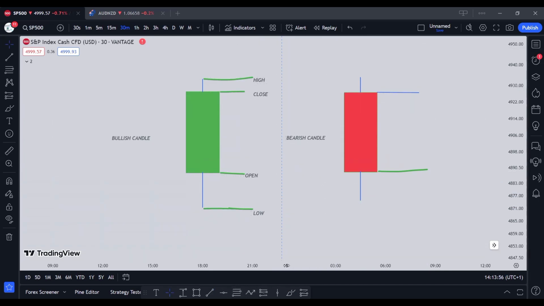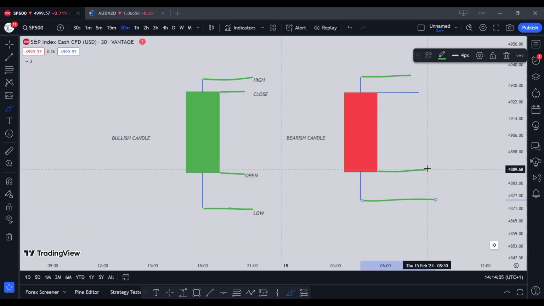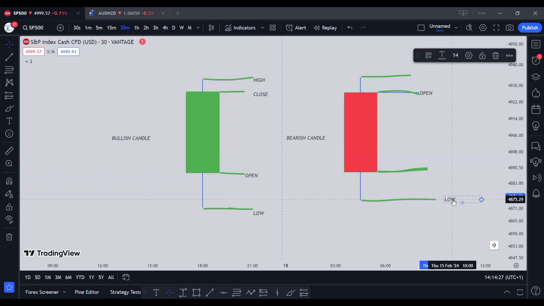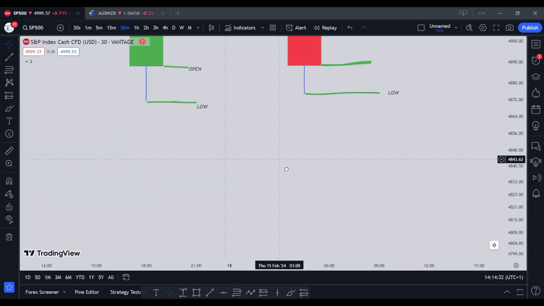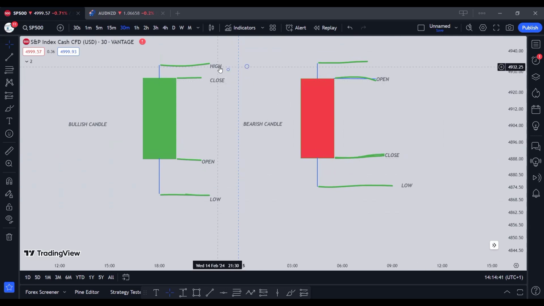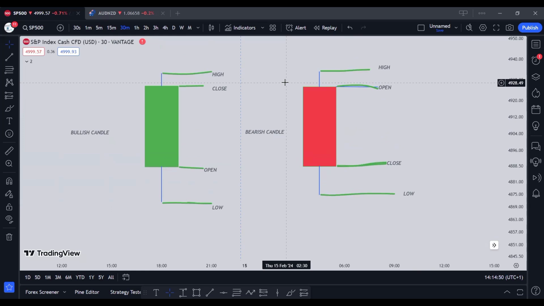Perfect. So let us label all this. This is the highest point. This is the lowest point. This is the open. This is the close. Let us label that. I'll just drag it. Open, low. So you can see the difference between a bullish candle and a bearish candle. So we can now move on.